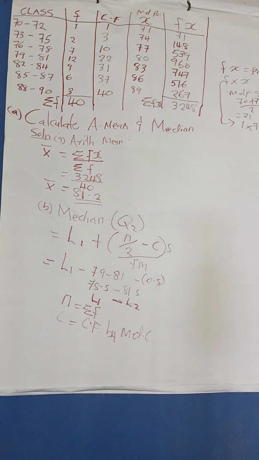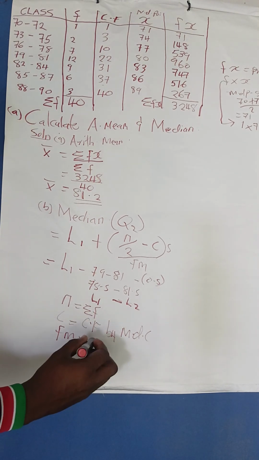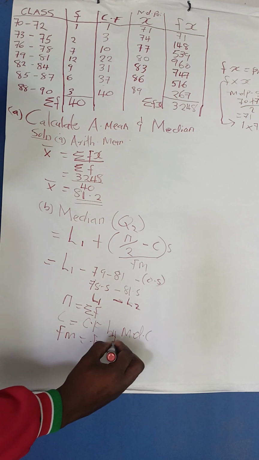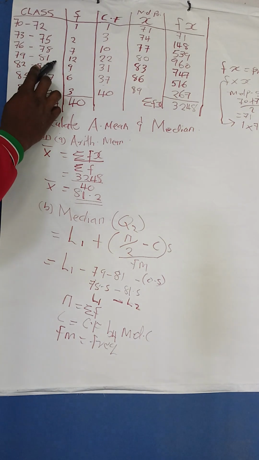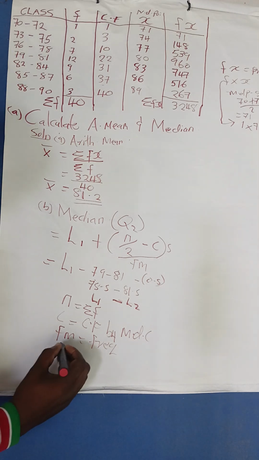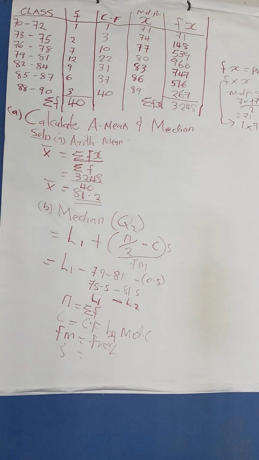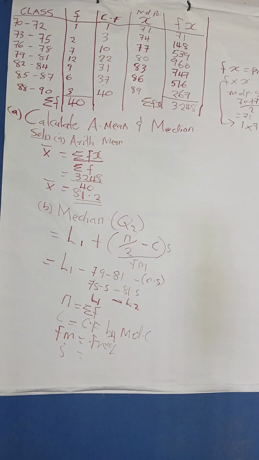Now the last one we have is FM. FM is the frequency of the median class. So in case we say 79 to 81 is our class, then 12 becomes our FM, the frequency of the median class. Good. Then I becomes the class interval. I refers to the class interval. In other books you will find it referred to as C, but in case you see I, it means the same.